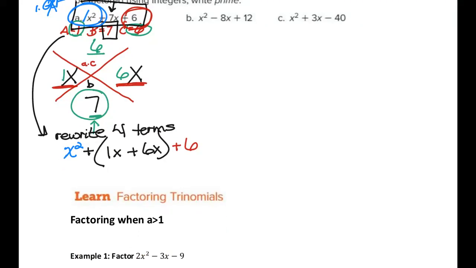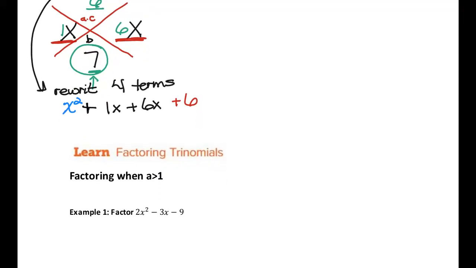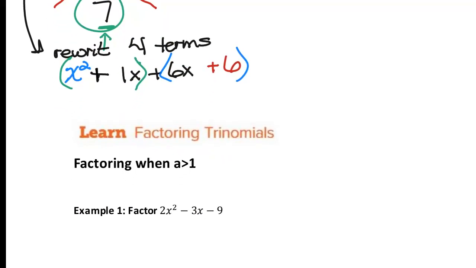Okay? Now I'm going to take these off. And now, since we have 4 terms, we are going to factor by grouping, which means you group the first 2 together and you group the last 2 together. Okay? As I look at these first 2, x squared plus 1x, what is the greatest common factor of those 2?